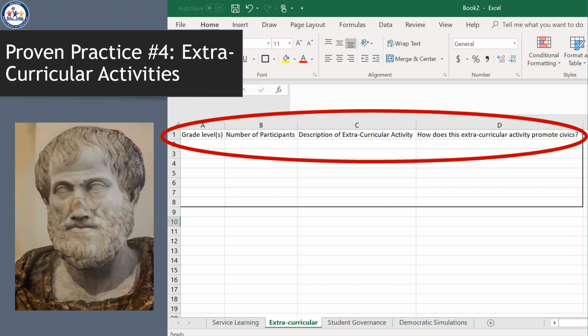On this proven practice, complete the spreadsheet with the grade level of the students in the program and activity, the number of participants, a description of the extracurricular activity, and lastly, how does this extracurricular activity promote civics? Be sure to include all portions of that in your spreadsheet and upload the spreadsheet to your application.